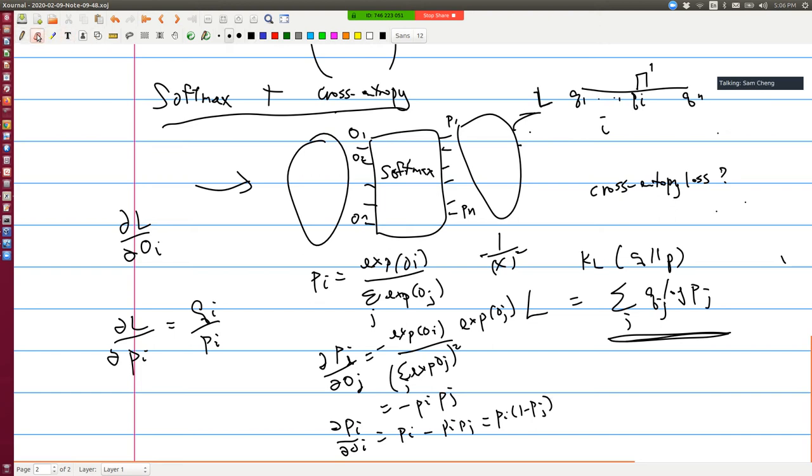But of course i is equal to j here, so it's actually just p_i times (1 minus p_i). Then I want to find this with respect to this. I'm looking for the partial L partial o_i. It will go through each of these, so it's essentially a sum over j of partial L partial p_j, times partial p_j partial o_i.